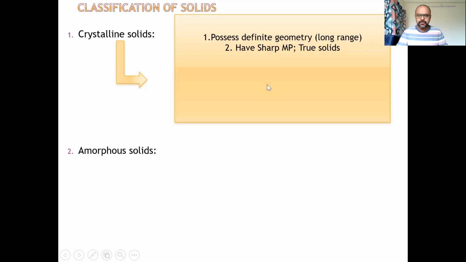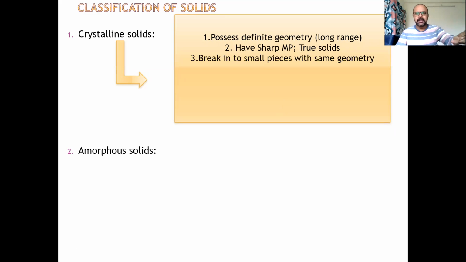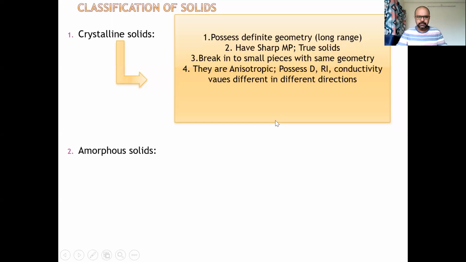These crystalline solids will have a sharp melting point. You take a solid, heat it to a particular high temperature, and the solid converts to liquid. That's why they are also called true solids. Crystalline solids are called true solids. Now, geometry is long range. For the entire solid, the geometry is the same. You break the crystalline solid into small pieces, and the small pieces will also have the same arrangement. There is no different arrangement because it is long range.